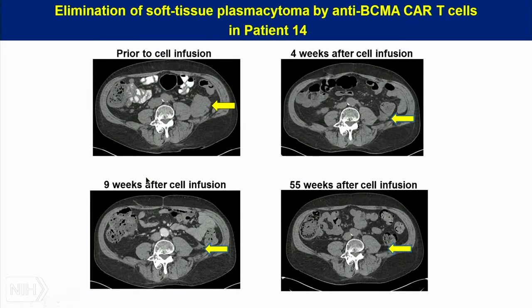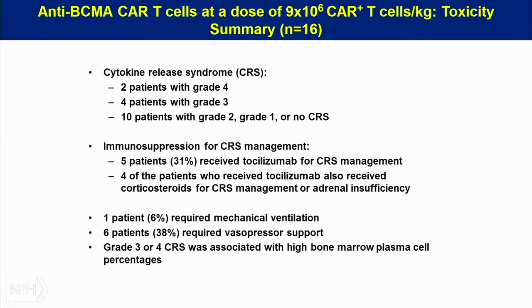Here's the same patient who had this mass. Sometimes multiple myeloma patients have a mass of plasma cells called plasmacytoma. So here it is prior to CAR T cell infusion, indicated by the yellow arrow. 4 weeks after, it's much smaller. 9 weeks after, it's smaller yet. And then at 55 weeks, it was completely absent. So the CAR T cells can get rid of solid masses of multiple myeloma. Summary of toxicities. Cytokine release syndrome.